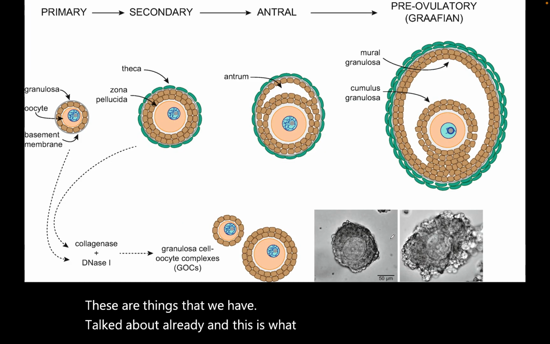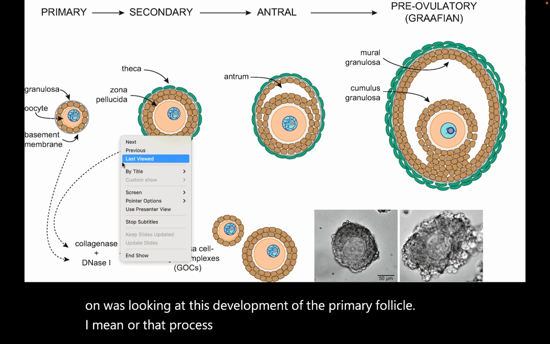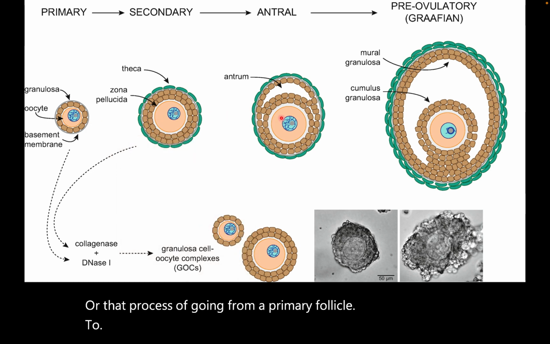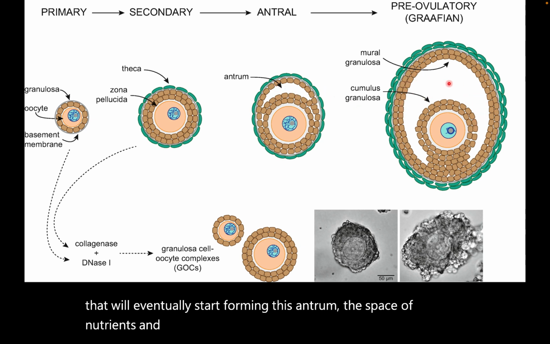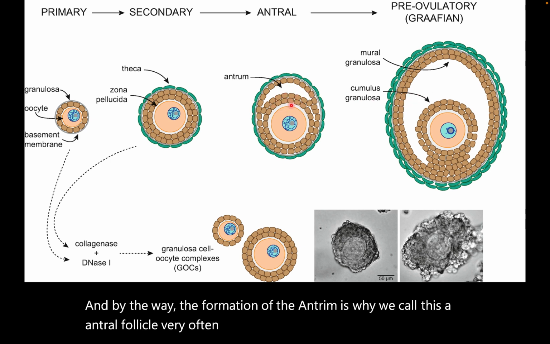And this is what we ended the previous video on, was looking at this development of the primary follicle, right, or that process of going from a primary follicle to a secondary follicle. This is the secondary here, that will eventually start forming this antrum, this space of nutrients and fluid, right, that fills it. And by the way, the formation of the antrum is why we call this an antral follicle very often. This is that tertiary follicle.